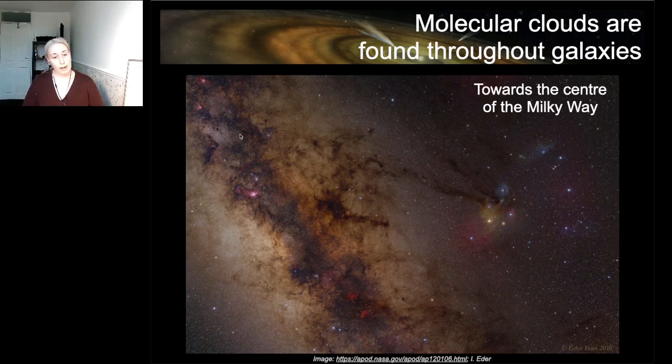So this is a nice wide field view towards the center of our Milky Way. And again, this is an optical wavelength light image. And what you can see is the milky light coming from all the stars in our galaxy, but you also see these kind of complex, clumpy filamentary structures that again are clouds of molecular gas and dust that is absorbing the light coming from the background stars.